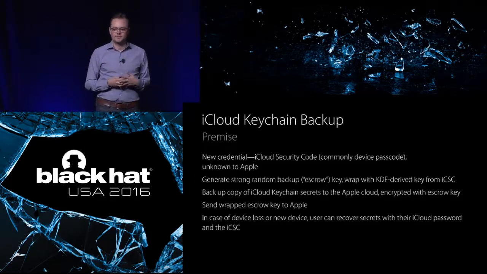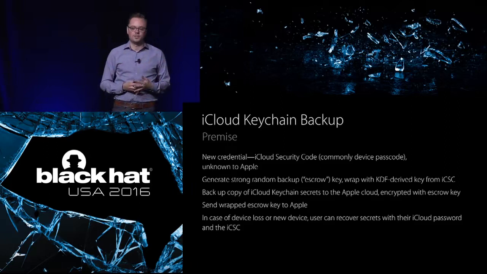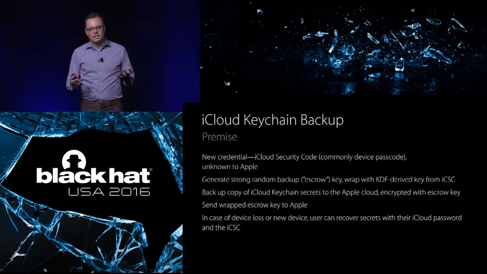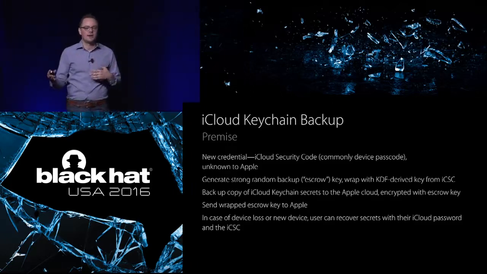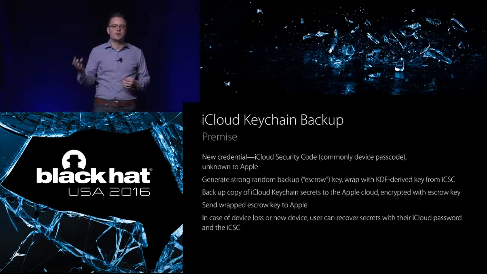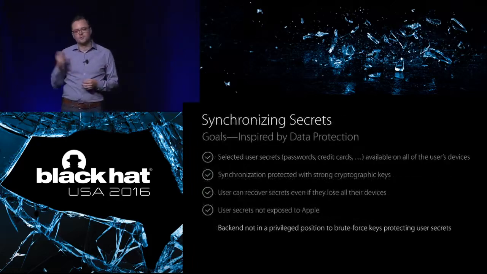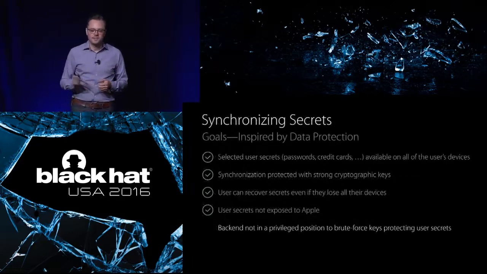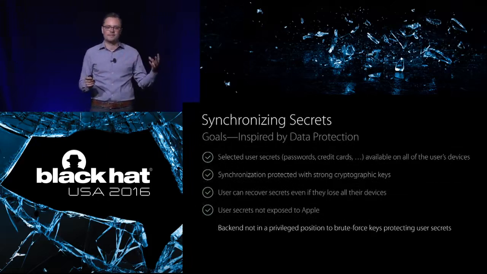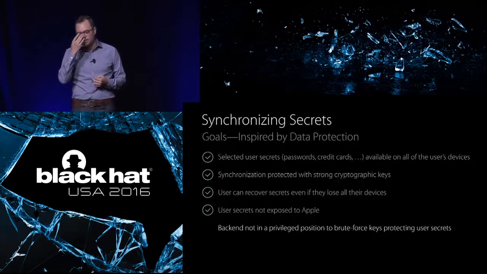We then take the wrapped escrow key, send that to Apple, and we back up a copy of the iCloud Keychain secrets that are encrypted themselves with the escrow key. Now, if a device is lost or the user has a new device but no access to the old one, they can recover their secrets so long as they have their iCloud password and this new credential, the iCloud security code. So if we look at the goals that we have for synchronizing secrets, we meet the first four with a combination of iCloud Keychain and iCloud Keychain Backup. But what about that last one?